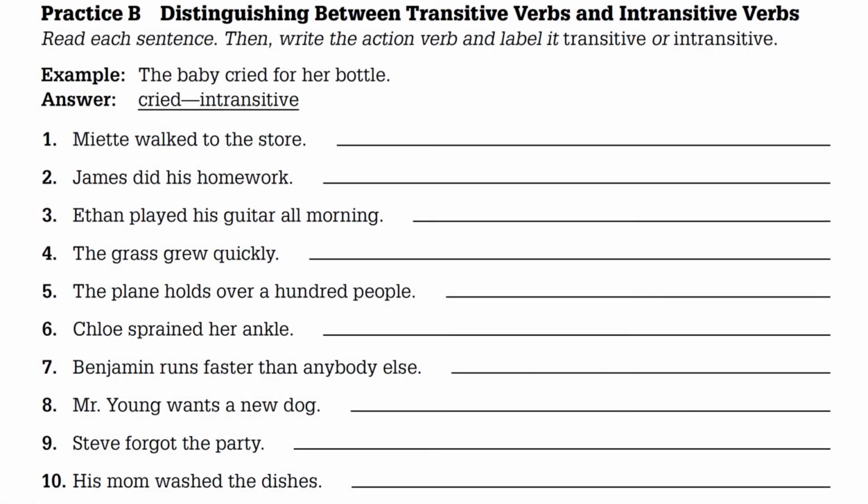All right, the second practice, distinguishing between transitive verbs and intransitive verbs. Very good one. So here we have to distinguish between the two. Read each sentence, okay? Then write the action verb and label it transitive or intransitive. So first step, I should write the verb. This is the verb, okay?